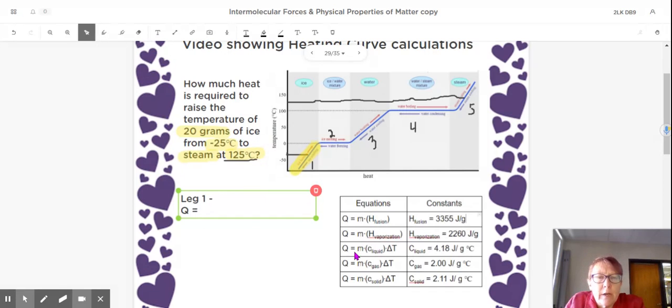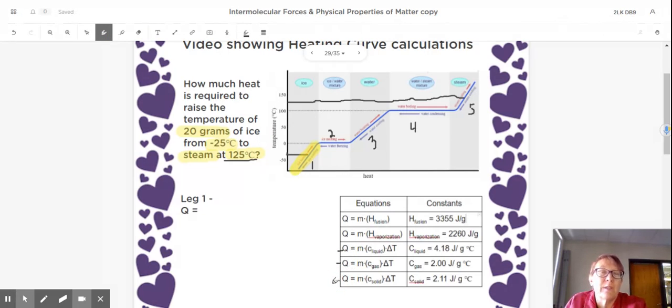I'm going to look here at my table, and I know that along this segment, the temperature is increasing. That means I have to have a delta T, a temperature change, in my equation. That narrows this down to these 3 equations. Notice that these 3 equations are all the same: Q equals m C delta T. The difference is the C, the specific heat capacity, is different for liquid, gas, and solid.